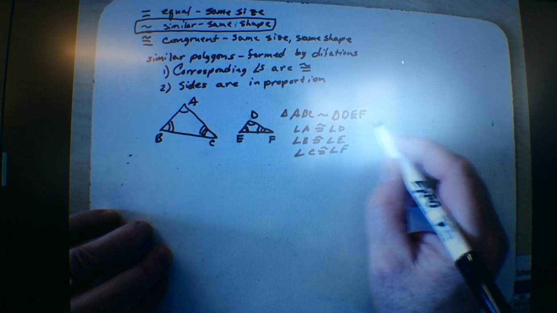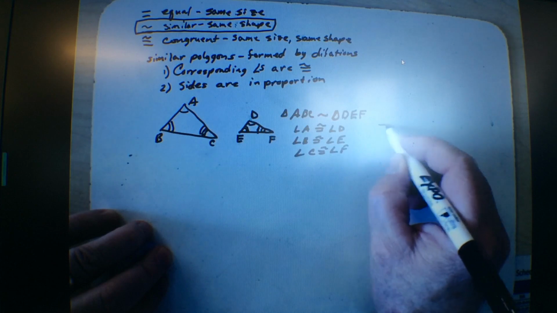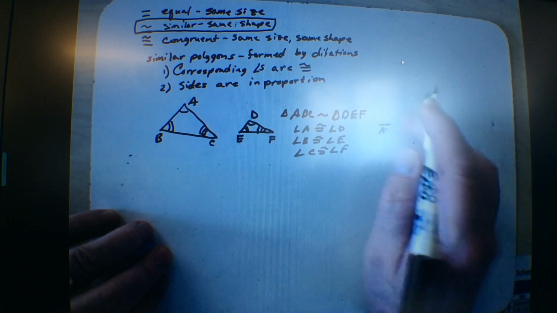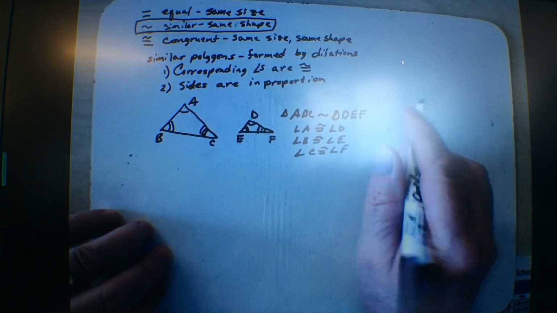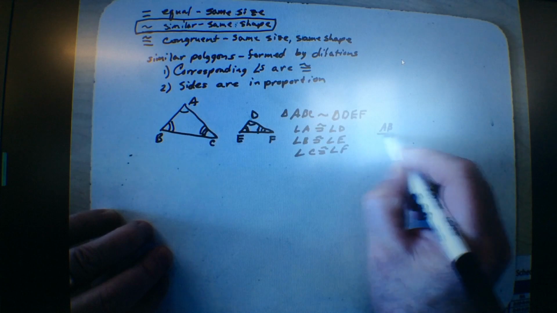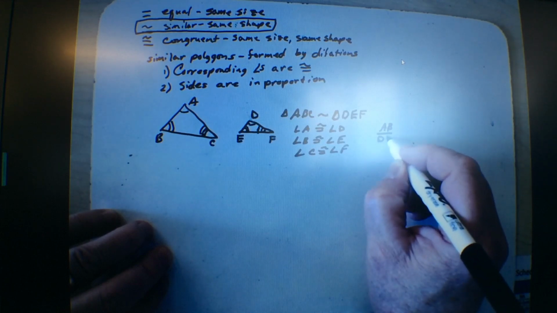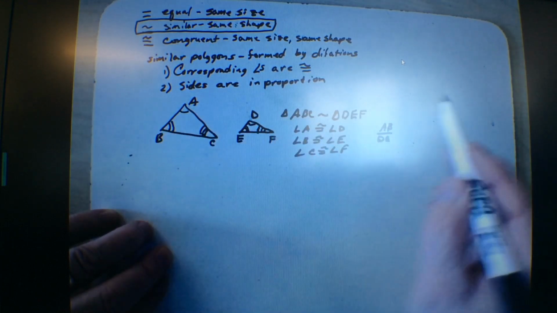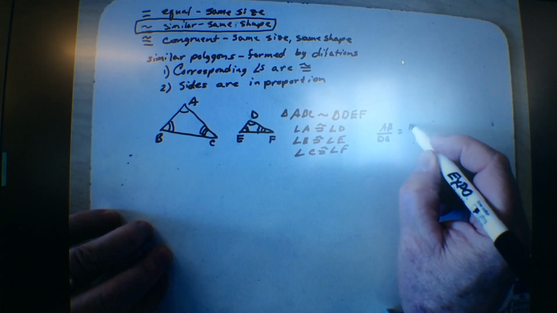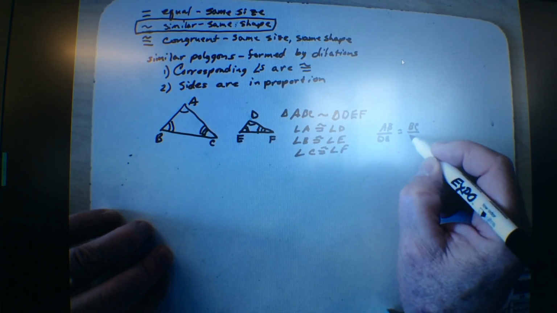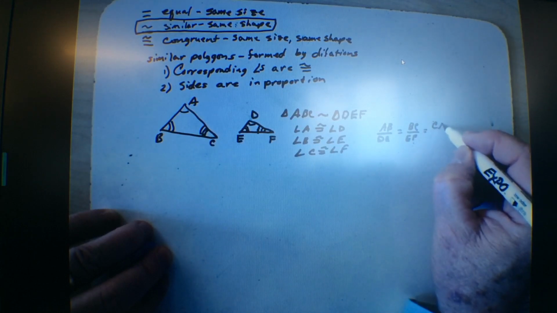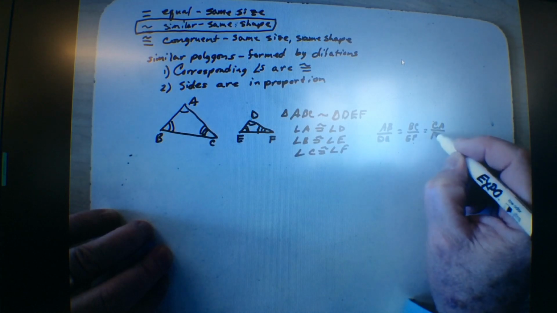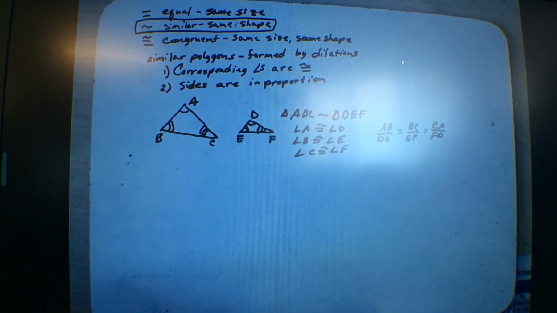The sides are really the important thing. Let's talk about lengths. AB over DE, its corresponding side, equals BC over EF equals CA over FD. So those sides are in proportion.